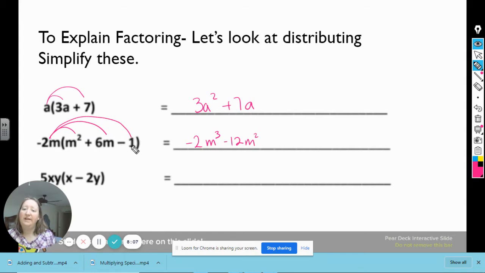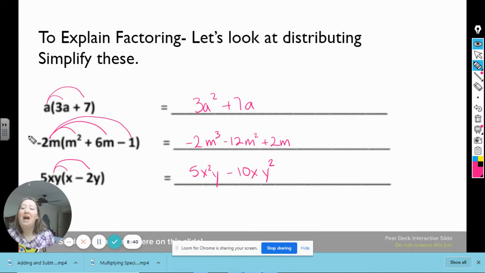And anything times negative 1 is just flip its sign, right? So negative 2 times negative 1 gives us a positive 2, and the m just tags along. Okay, so what are we doing here? We're distributing. So that's going to be 5x squared y. And then to the second term, negative 10x. And how many y's now? 2 of them. Okay, so what we did is distribution, right?